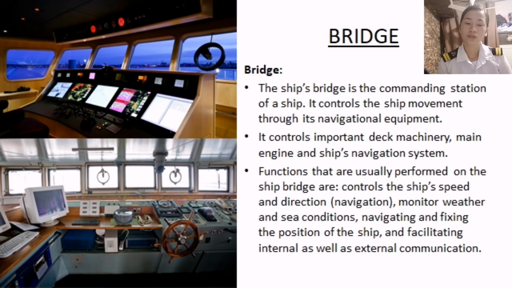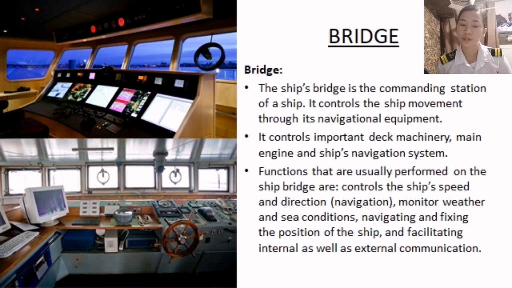The bridge controls important deck machinery, main engine, and the ship navigation system. One function usually performed on the ship bridge is to control the ship speed. Why can we control the ship speed inside the bridge? It's because inside the bridge we can find the engine telegraph. This controls our speed. But we in the deck department are not responsible for operating the engine telegraph. The one responsible is the engine officer, but they cannot operate the engine telegraph without the command of the captain.